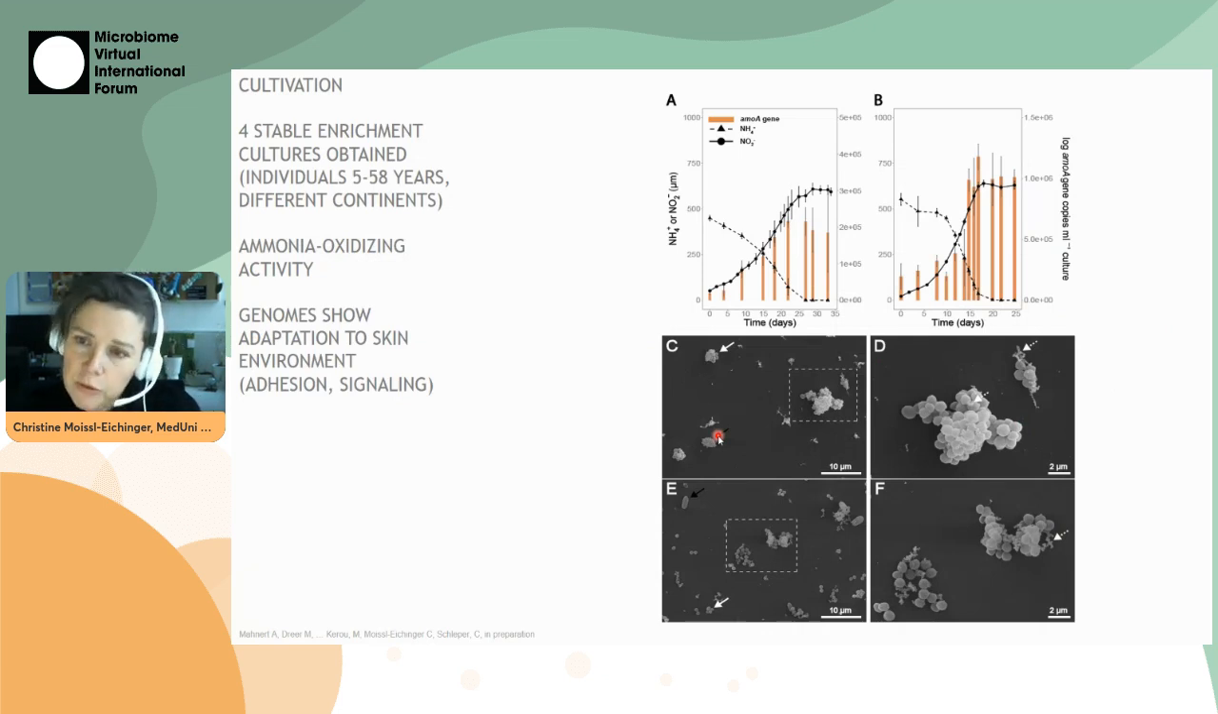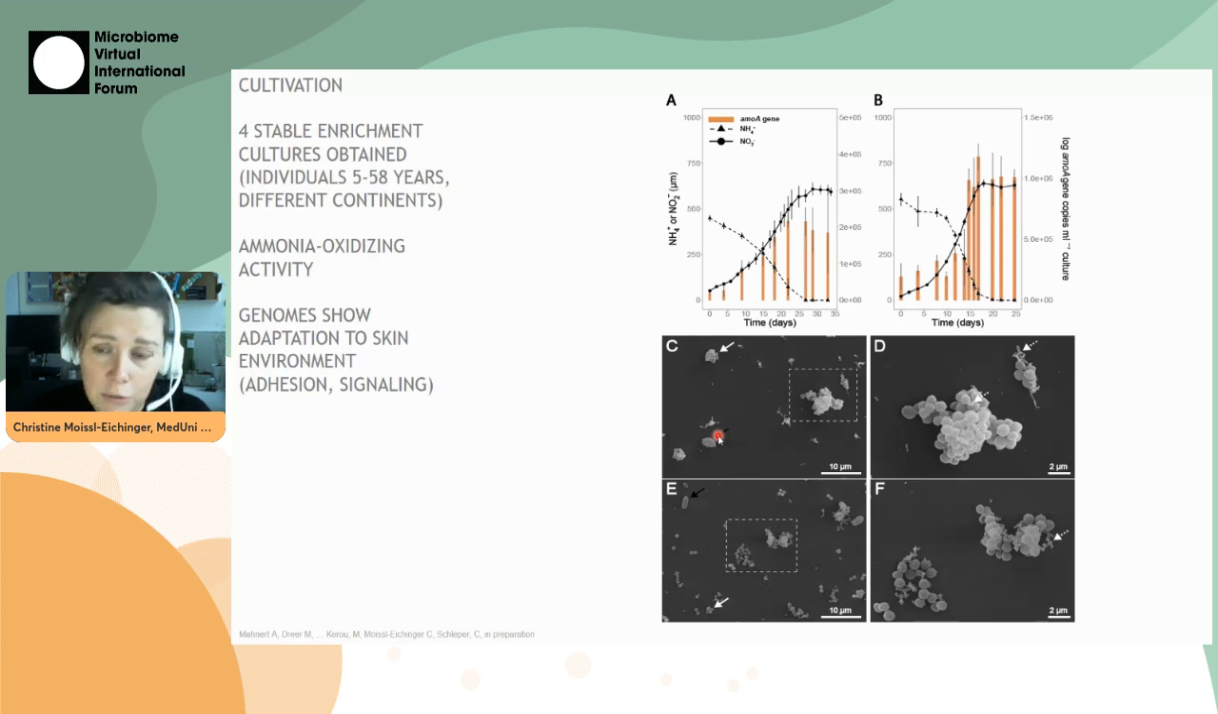Well, the final proof to really make sure that these archaea are really there is, I think, the cultivation from those samples. And our collaboration partners in Vienna, Christa Schleper and her group, have done a fantastic job in getting 4 stable enrichment cultures obtained from different individuals of these ammonia oxidizing archaea. They're growing, they're doing their job, ammonia oxidizing, and also their genomes that we are analyzing at the moment show adaptations to the skin environment.